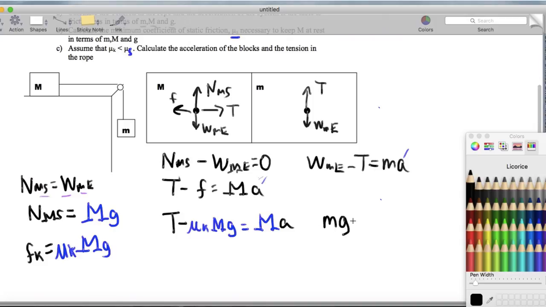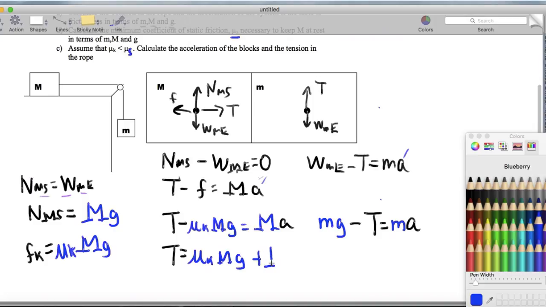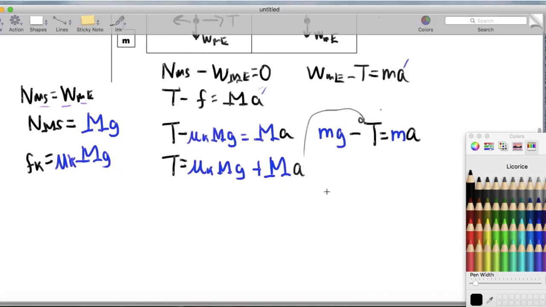Okay, so mg minus T equals little m times my unknown a. So I've got some substitution I can do here. I'm going to solve for T, and that's going to give me mu k big M times g plus big M times a. And I'll just shove that into formula 2 here. So putting these together, I'm going to end up getting mg minus mu k big M g minus big M a equals little m times a.